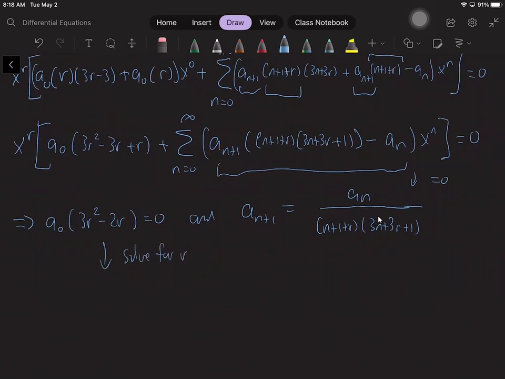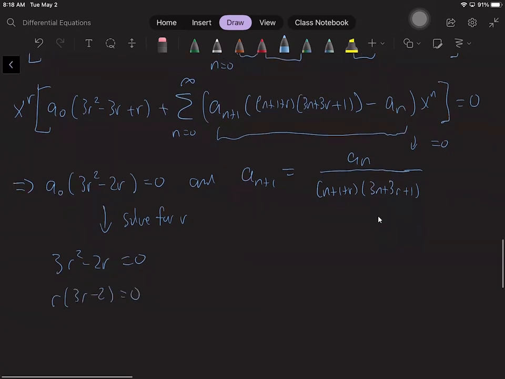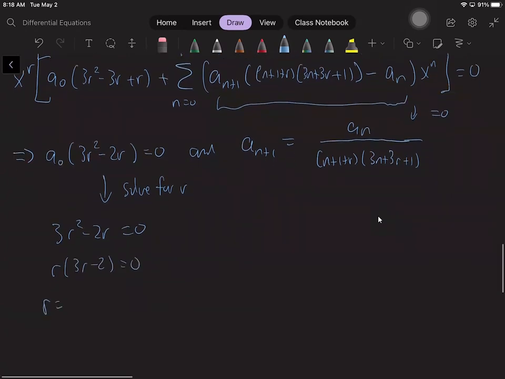So we don't want our a0 to just be 0, because then everything would just be 0. So what we want is the other part to be 0, this thing. If I factor out an r, I get this. So I get r equals 2/3 and 0. That's my two values of r.